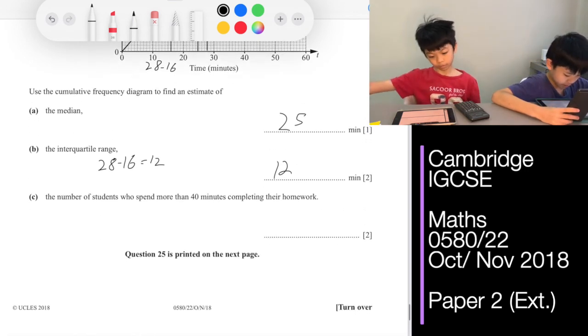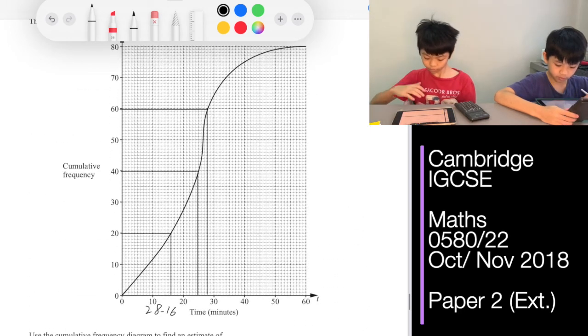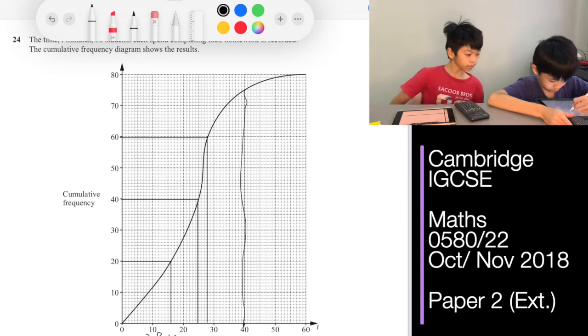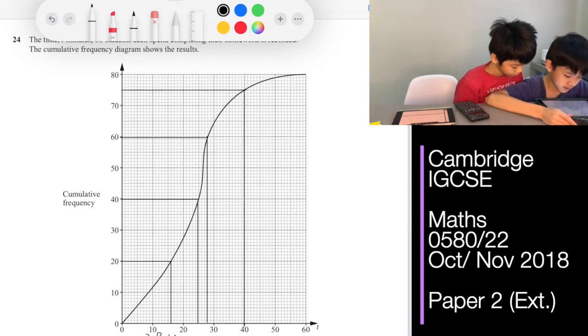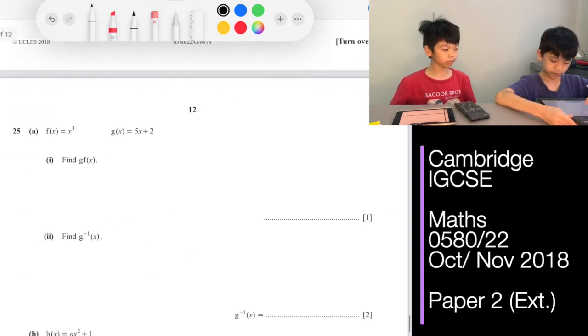Question 24C. The number of students who spend more than 40 minutes completing the homework. So this one you'll have to take from the minutes and then join it to the cumulative frequency. So 80 minus 75 is 5. So that was pretty easy.